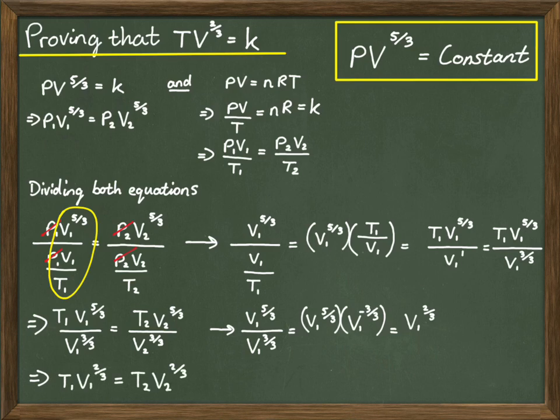And now I have my proof. Because to say that T1 times V1 to the power of 2 over 3 is equal to T2 times V2 to the power of 2 over 3 is to say that T times V to the power of 2 over 3 is a constant. So that's a little proof there that's worth knowing in case the question asks you to either A, prove that using the adiabatic PV formula, or maybe to solve some problem involving temperature and volume. May not be necessary, but good to know how to do.